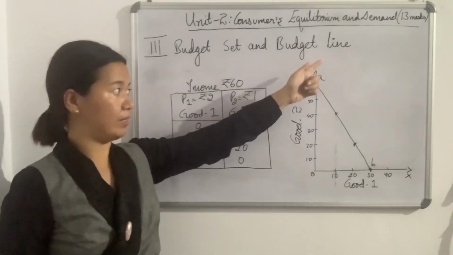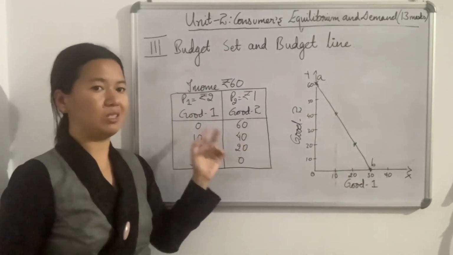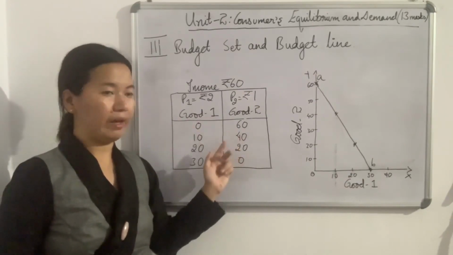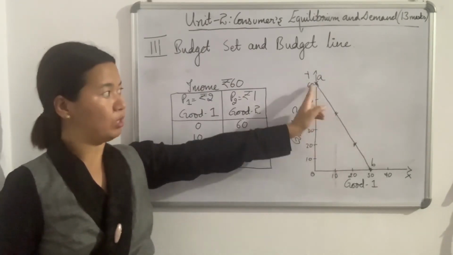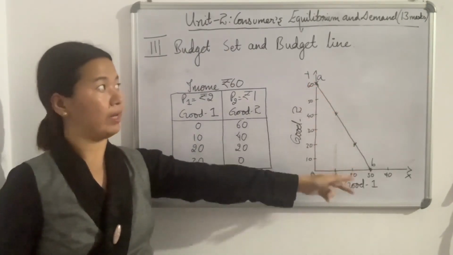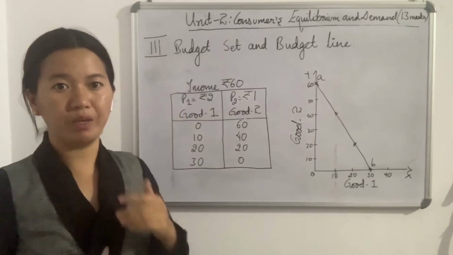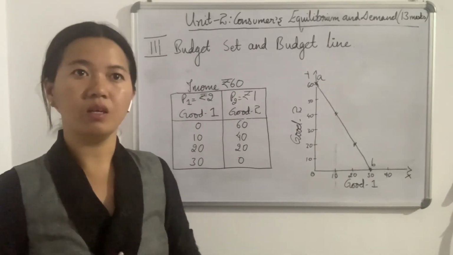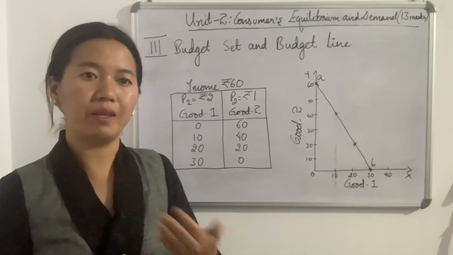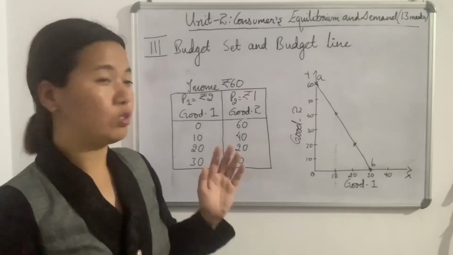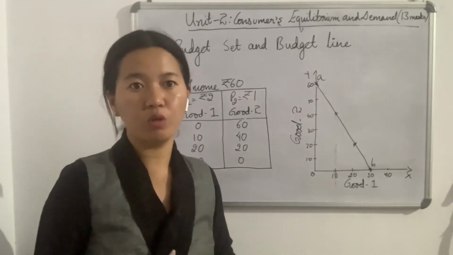And what is the budget line? It is a graphical representation of the budget set. This schedule, I have presented in the form of a graph. So this line AB is called the budget line. One thing we have to keep in mind is that when we talk about the budget set, your expenditure can be either equal to income, or less than your actual income. And when we talk about the budget line, your actual expenditure is equal to your income.